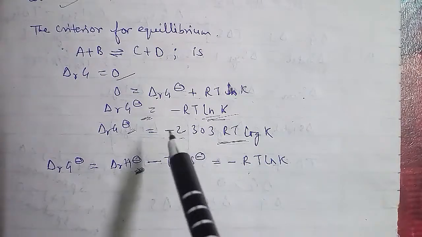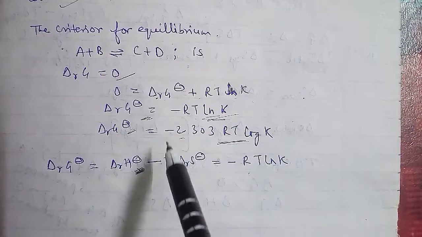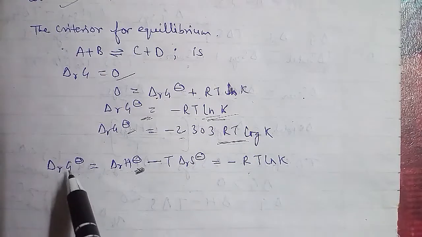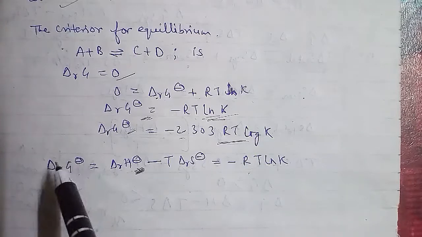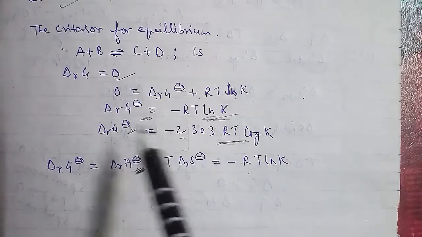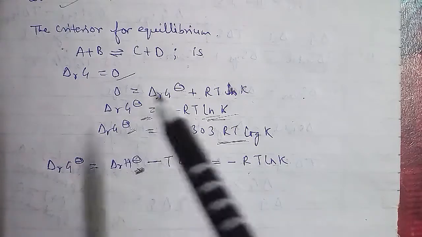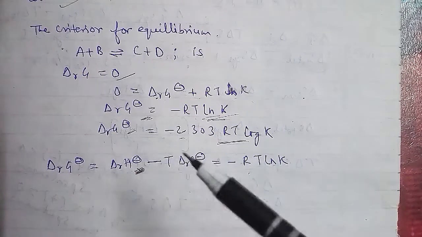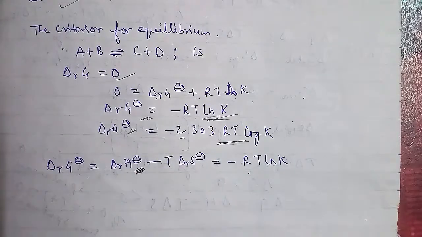As for ΔrG, it also depends upon ΔrS. If the change in entropy of the reaction is also taken into account, the value of K, or the extent of the chemical reaction, will also be affected depending upon whether ΔrS is positive or negative. With regard to this, we can conclude some information.